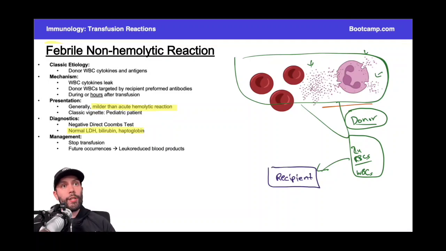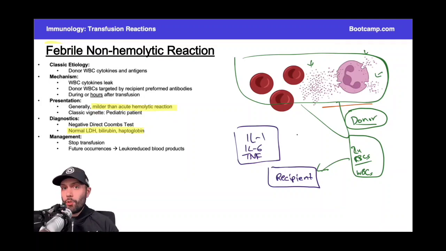All those cytokines, things like we talked about, like interleukin 1, interleukin 6, TNF, right? What are these going to do? They're going to increase the temperature set point. These are the things that make us have a fever when we have an infection, right? They're acute inflammatory mediators. That explains why these patients will have a fever, potentially, after they get this transfusion, right? It's because these cytokines are leaking out. Now, that's the classic high-yield thing to remember when we're talking about this mechanism.